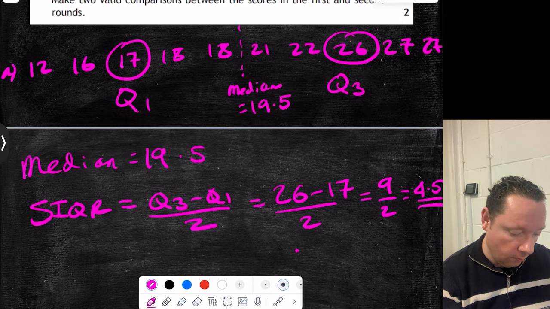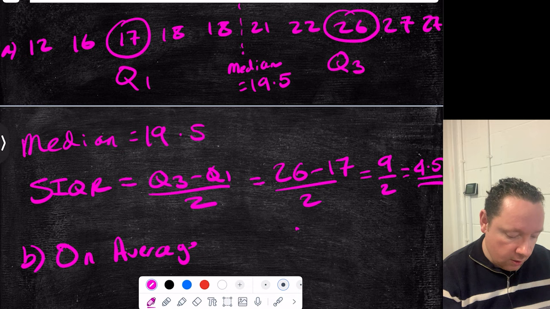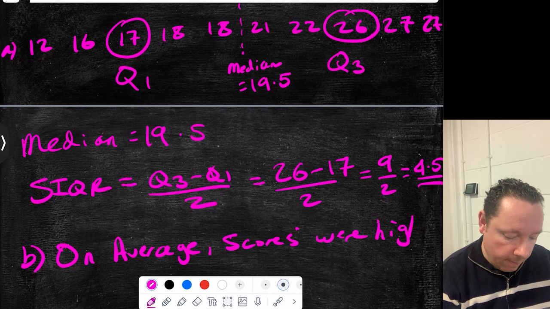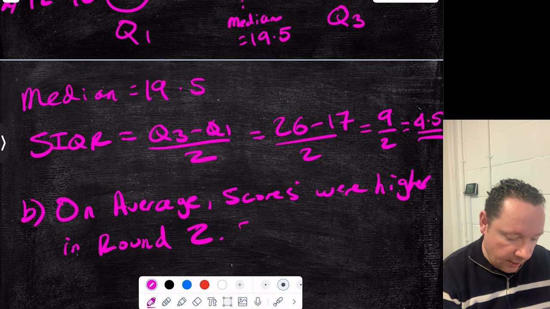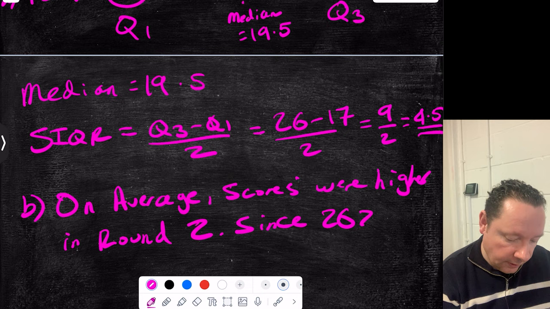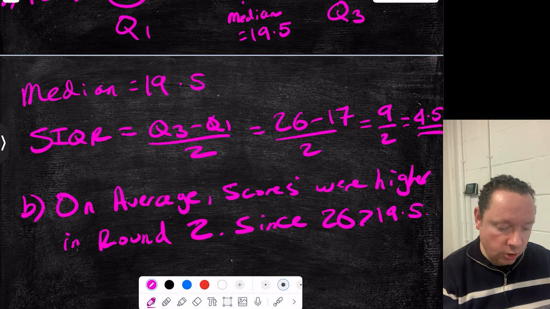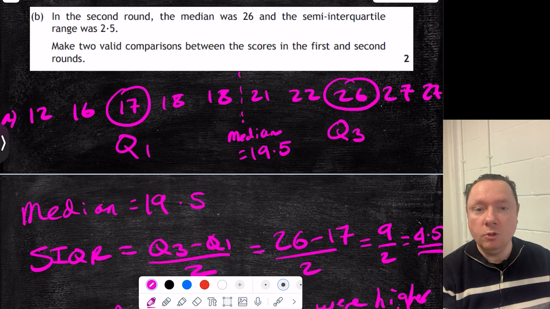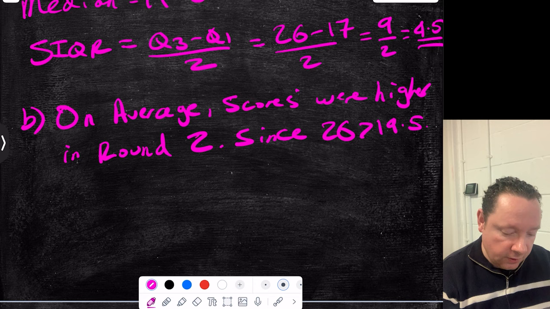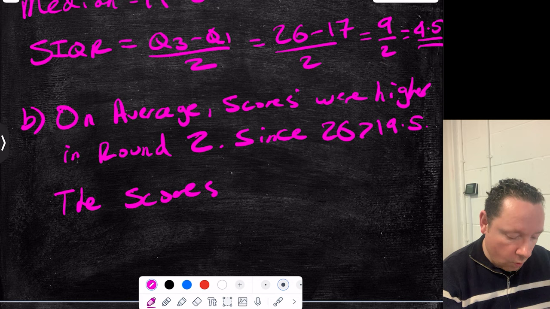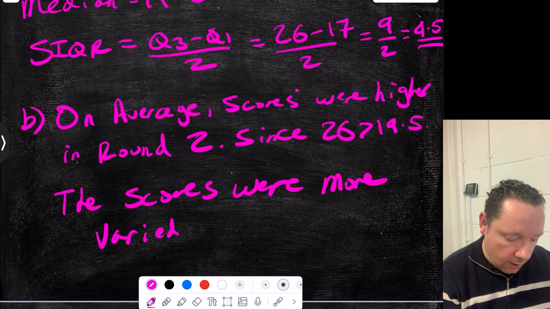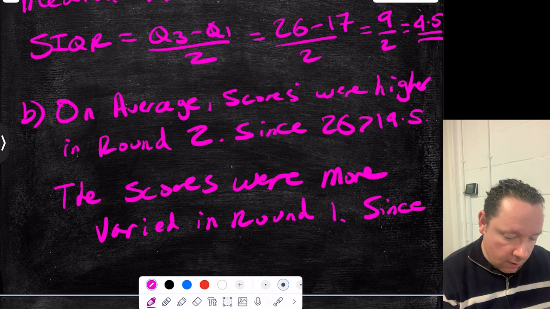You miss that, you don't get a mark. Scores were higher in round two, since, and we'll write why, 26 is bigger than 19.5. So there's one statement. The second statement is about the semi-interquartile range. Round two, it was 2.5. Round one, it was 4.5. So for the second statement, the scores were more varied in round one, since 4.5 is bigger than 2.5. And we're done there.